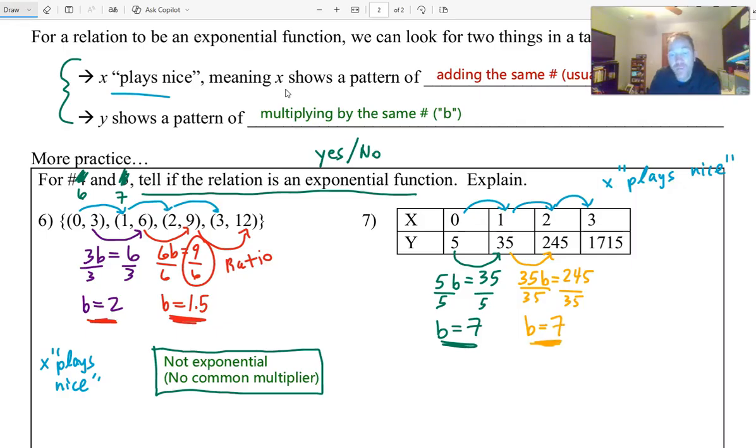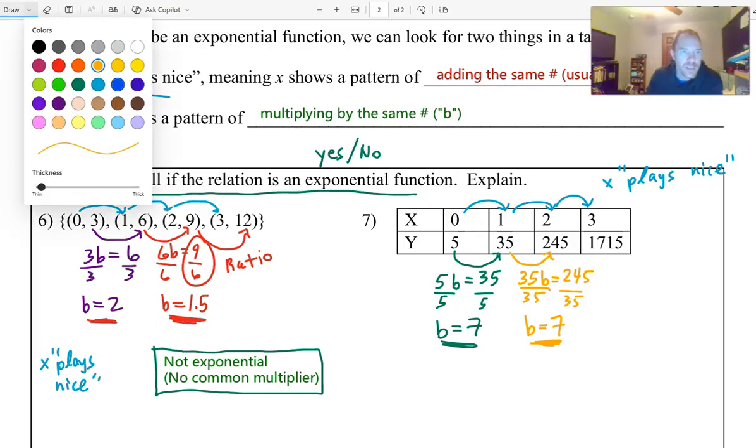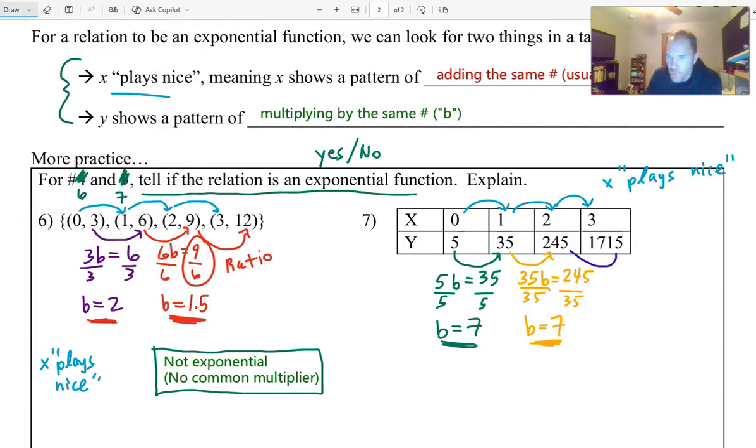Now, I have one more pair of y values though I have to check. I can't stop here and say it's exponential. Number 6, I could stop because I go, well, the first 2 b values were different. Doesn't matter what the third b value is. First 2 are different. It's not common. So we got one more pair to check out here. So let's see. What if we go from 245? I'm getting a little squished here. 245 multiplied by something gives us 1,715.